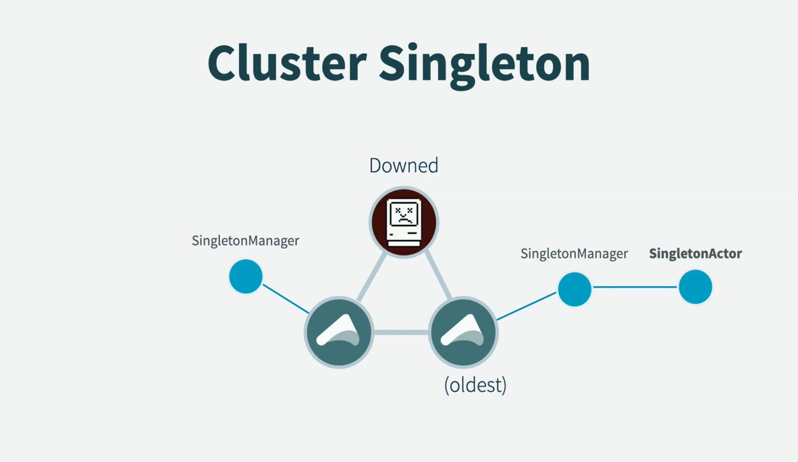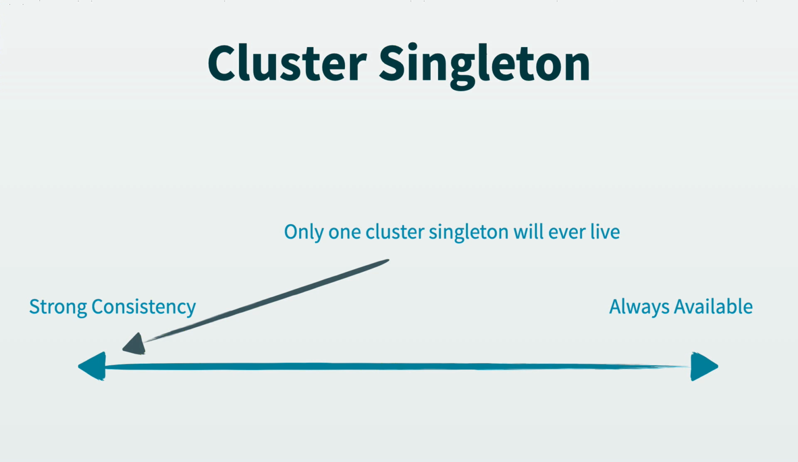If that node is crashed, removed from the cluster, the singleton actor will then be started on the new oldest node in the cluster. But while it is unreachable, it will not be available for a while. So you're introducing a single point of failure for sure. This is strongly consistent, and you won't be able to interact with it, and it won't be able to start a new one unless a cluster node where it lived was removed.